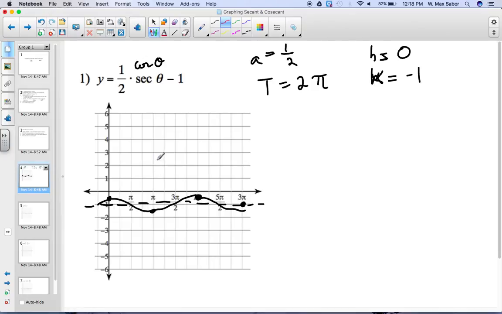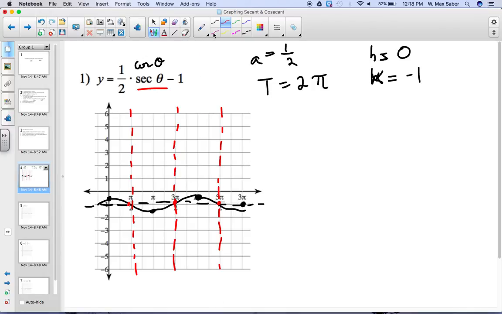Now we have to turn this into secant. So first we're going to find all the equilibrium points. All the equilibrium points are here, and therefore those are going to change into asymptotes. So at pi over 2, 3 pi over 2, and 5 pi over 2, we have vertical asymptotes.